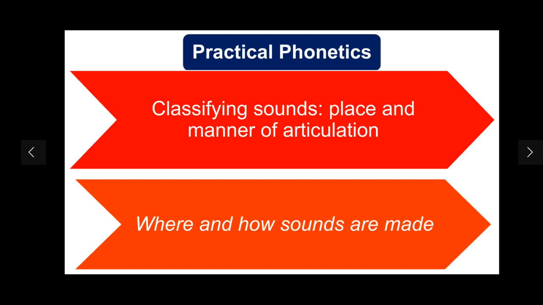Practical phonetics. Classifying sounds. When we classify sounds, we have place of articulation and manner of articulation. When we say place of articulation, we refer to the question where. And when we say manner of articulation, we refer to the question how. How sounds are produced, this is manner of articulation. And where sounds are produced, this is place of articulation. So remember these two question words: where, that is place of articulation; how, that is manner of articulation.